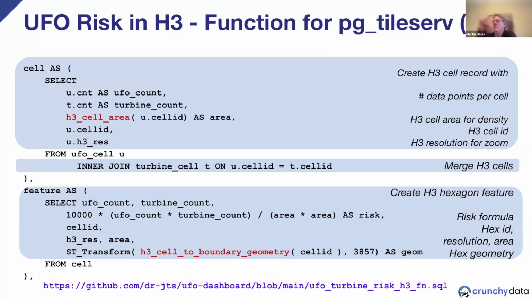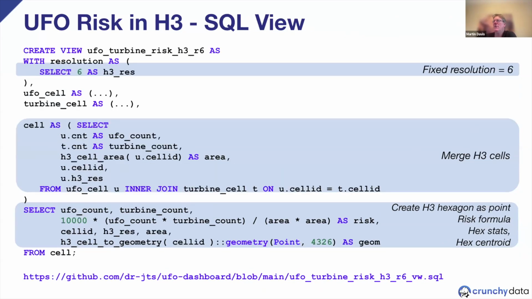Then, once again, we create the H3 hexagon feature, computing the geometry for the H3 cell and computing the risk value, plus some additional information for each cell. We're also going to create a SQL view for the UFO risk, and we're going to use this in pg_featureserv to provide the top risk hexagons in the dashboard.